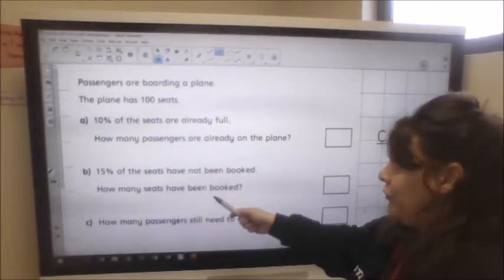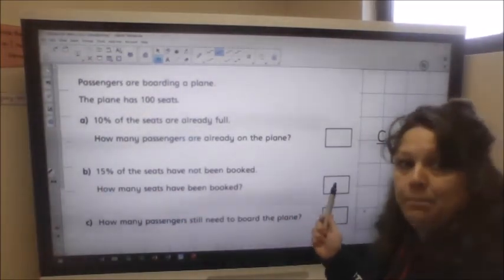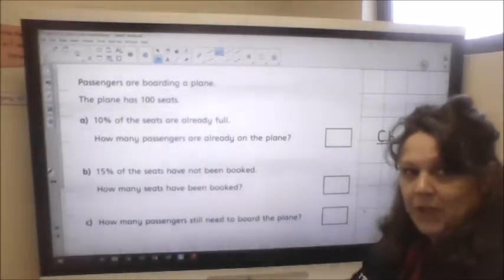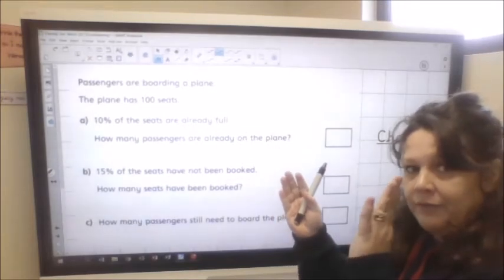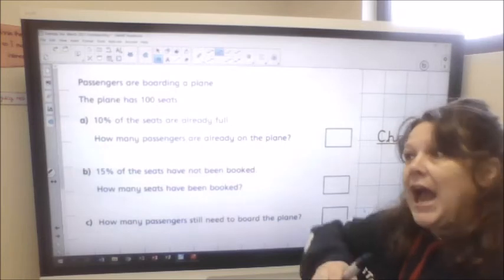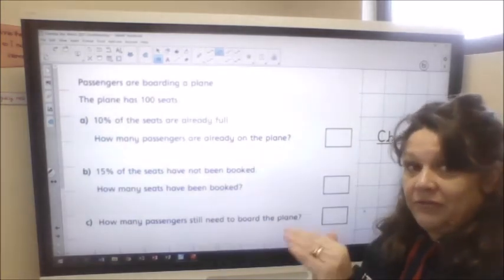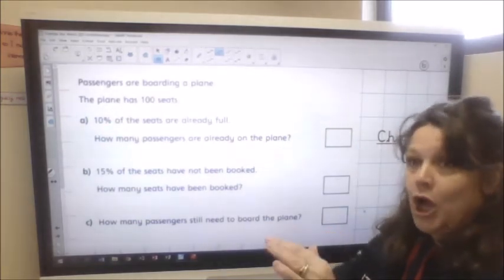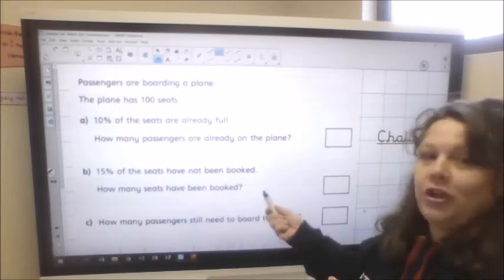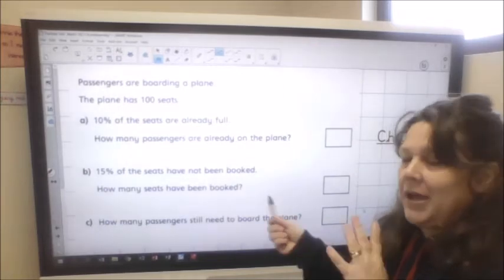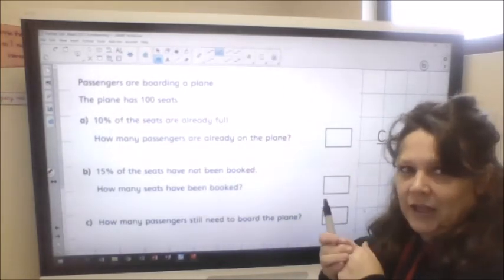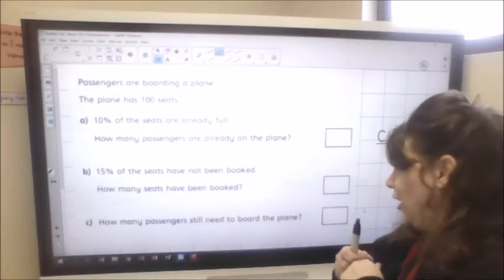Okay, then 15% of the seats have not been booked. How many seats have been booked? So out of that 100, 15% have not been booked. So how many have? Think about 15% wouldn't be shaded, but the others would be. So you might want to draw yourself a little diagram, or you might be able to just do that in your head. Okay, what will I need to calculate? All right, so having a little go at that.